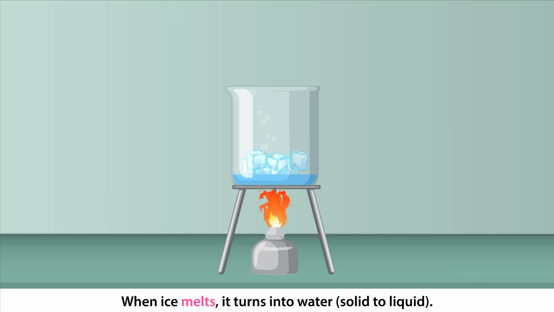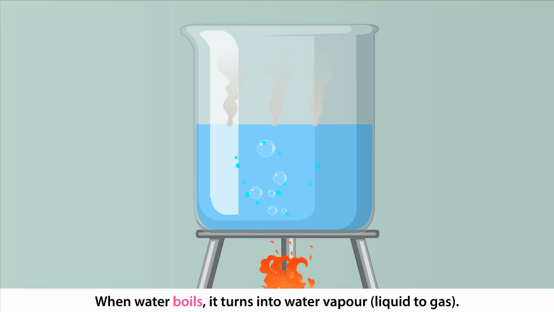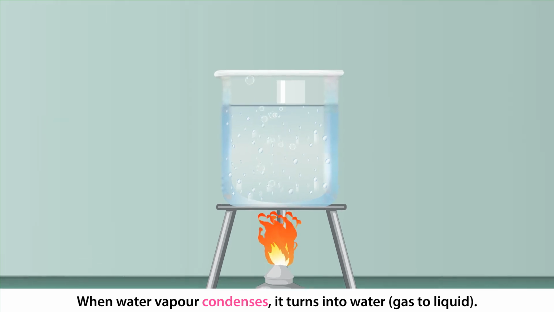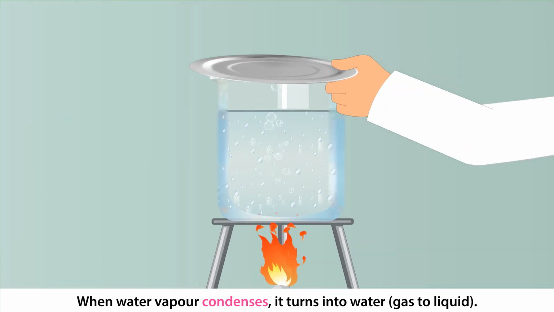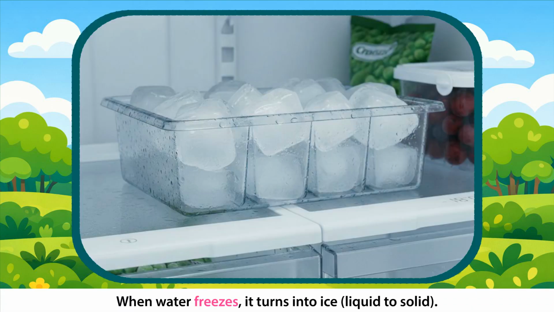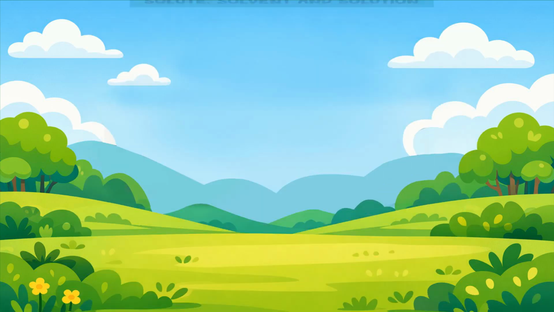When ice melts, it turns into water, solid to liquid. When water boils, it turns into water vapor, liquid to gas. When water vapor condenses, it turns into water, gas to liquid. When water freezes, it turns into ice, liquid to solid.